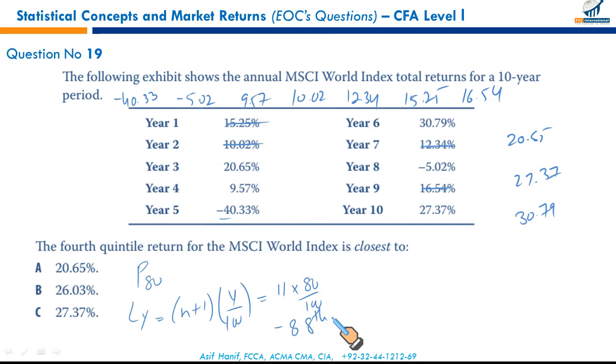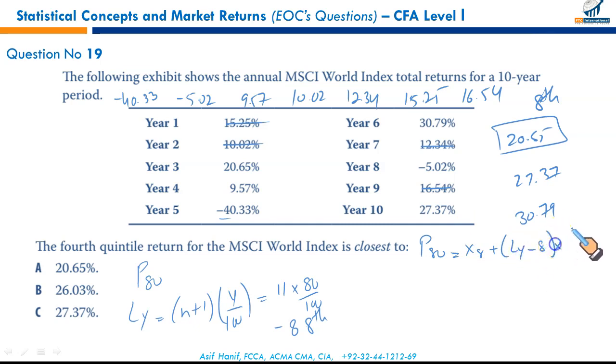8.8th position means first, second, third, fourth, fifth, sixth, seventh, eighth. This one is the 8th position. Now apply this formula. We need to calculate the 80th percentile, P80. For the 8th position, I'll write first the formula: x8 plus (Ly minus 8) into (x9 minus x8), the difference between these values.